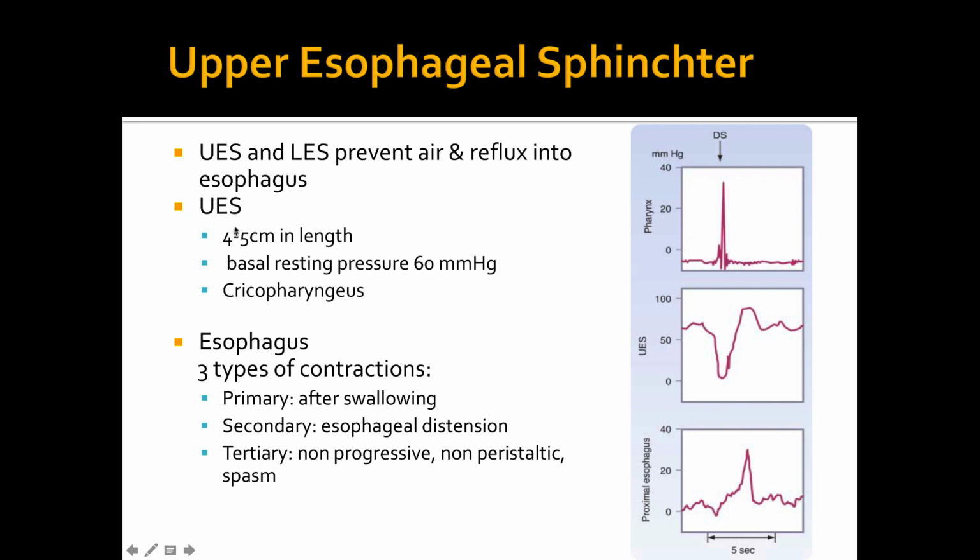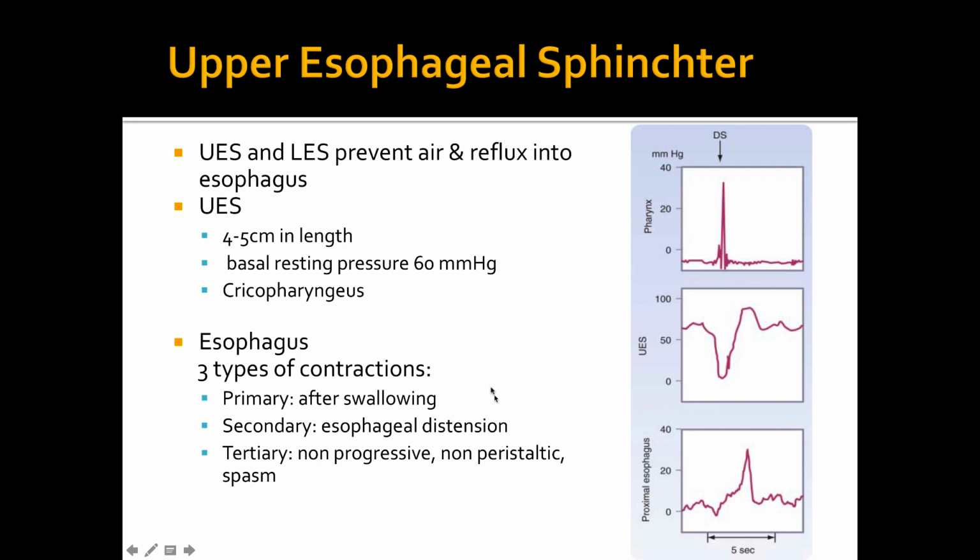The upper esophageal sphincter, as we said before, is at the level of the C6 cervical vertebra. It measures about 4 to 5 centimeters in length. It does have a resting basal pressure when you look at manometric findings, about 60 millimeters mercury, and it corresponds to a muscle, the cricopharyngeus muscle, as the pharynx transitions to the upper esophagus.